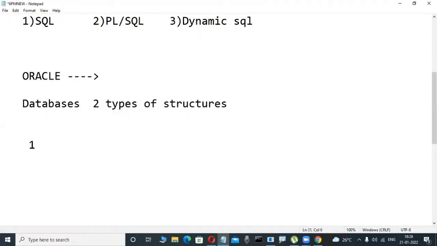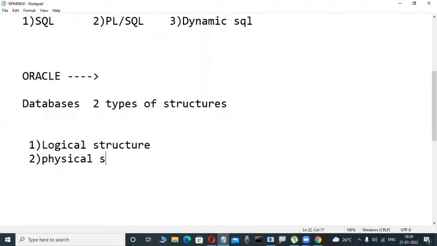Does anybody have an idea? Suppose you are taking Oracle, SQL Server, MySQL or DB2, any relational database software you are installing in your system, two types of structures are there. One is logical structure. Database means it is a place where we can store structure. Another one is physical structure.